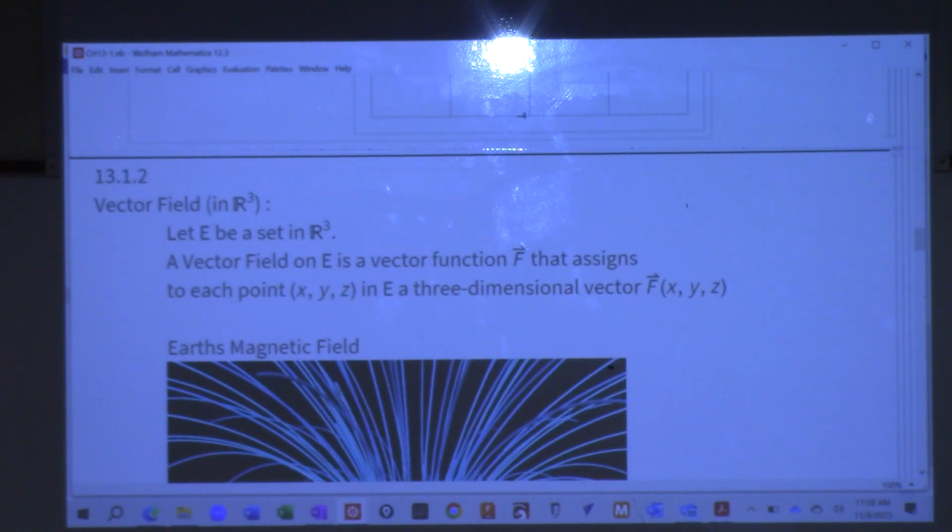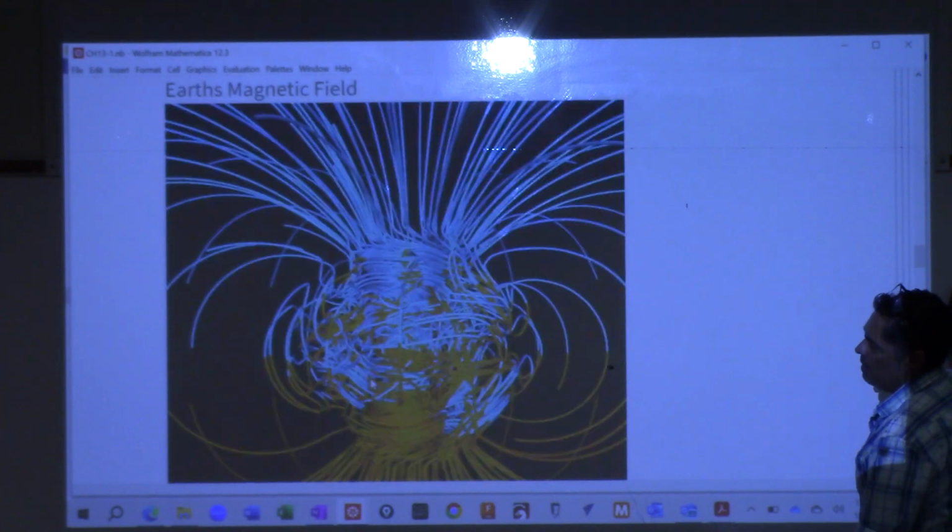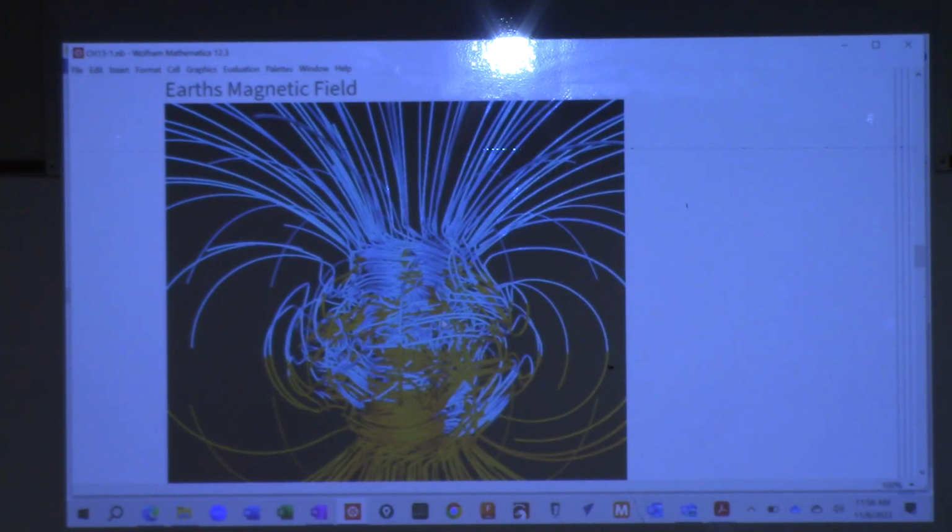All right, so just like you have a vector field in two-dimensional space, you can have a vector field in three-dimensional space. So you take a point in three-dimensional space, x, y, z, and then you assign to it a vector where it has an x, a y, and a z component, right? An example of that is this visualization of Earth's magnetic field. You can imagine that at every point on Earth, there's a vector that represents a direction and a length, right?